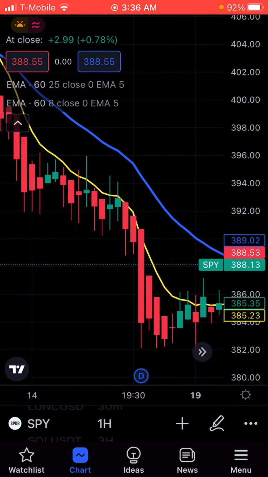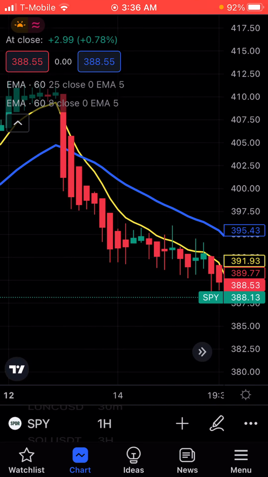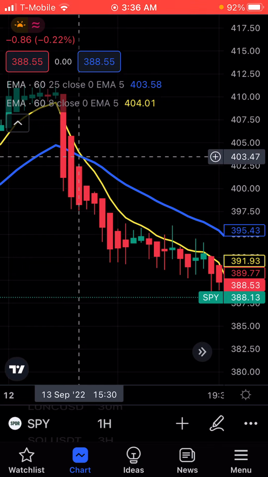I have this on the hour, and what we basically want to do is look at the time the 8 and the 25 cross. Either they cross up or they cross down. And the moment that they cross, that's basically when you would put in a call or a put. So right here you see that they cross. So what I would do in this situation for the hour is you see the direction of it going down. So you see it crossing and you see the EMA headed down.